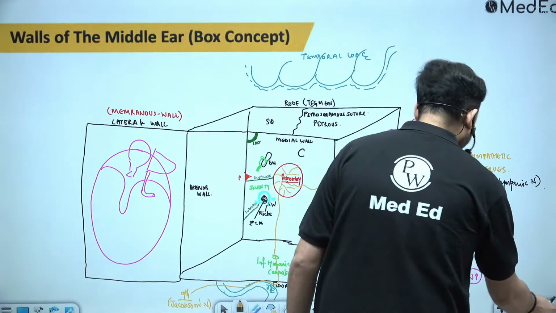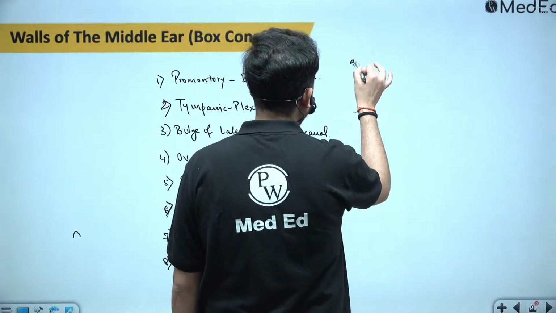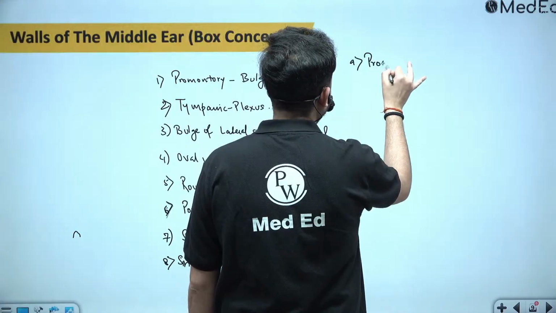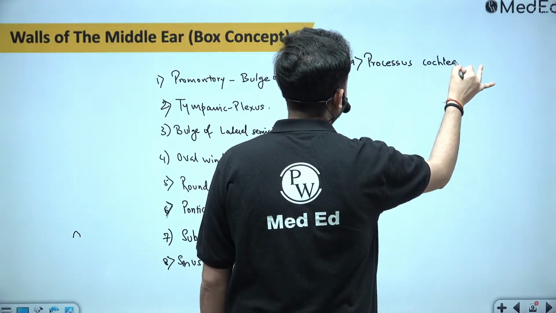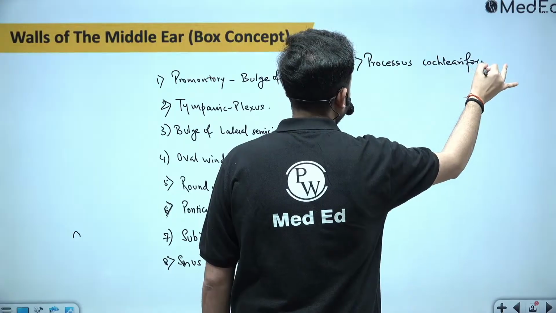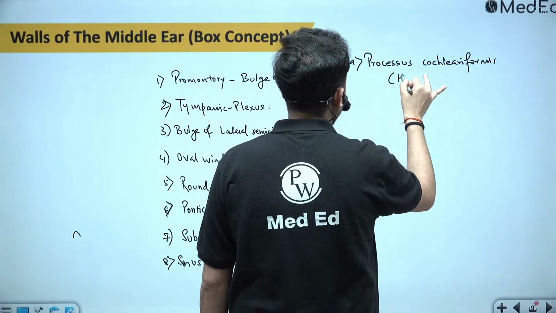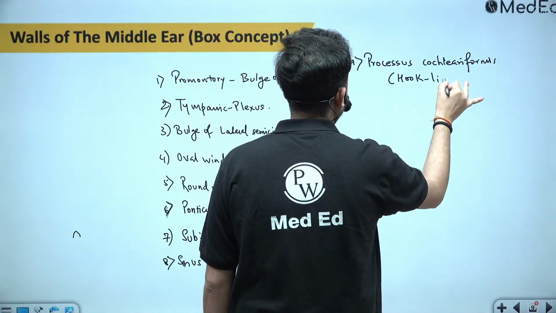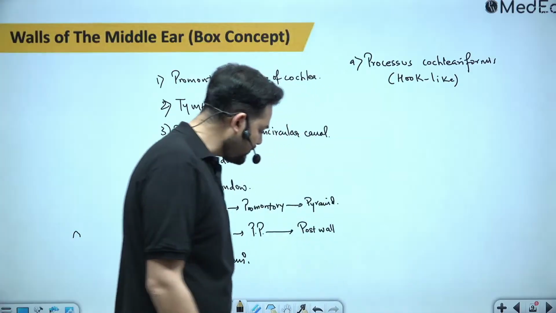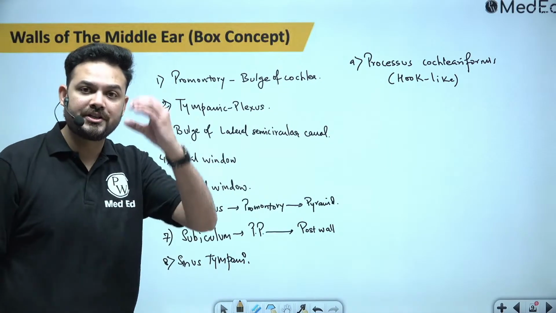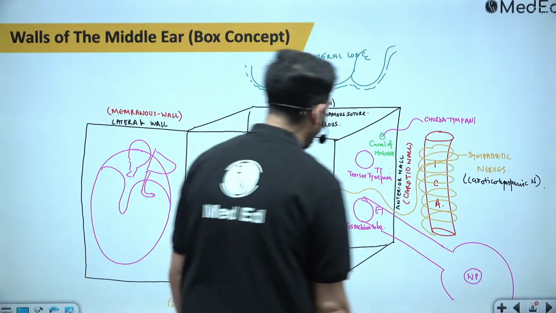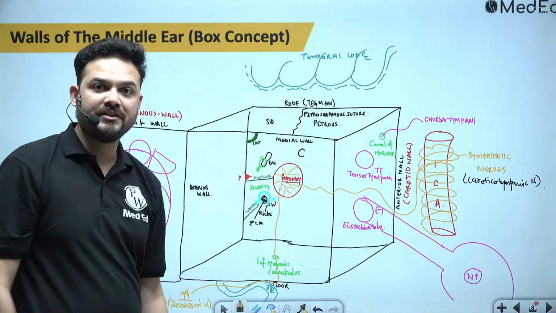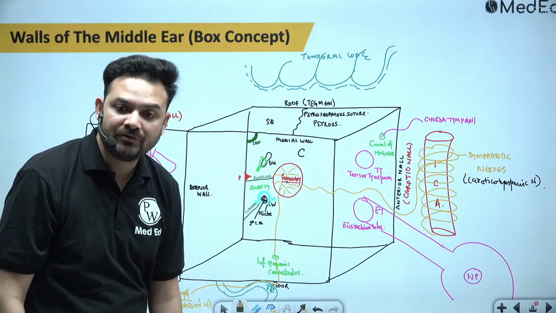So now let me write it down. There is another thing that you have read now, 9th, that is processus, which means this small process. Cochleariformis, which is nothing but a hook-like projection. Okay? So this projection up here is your processus cochleariformis.